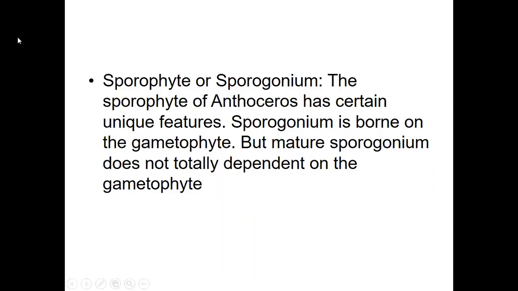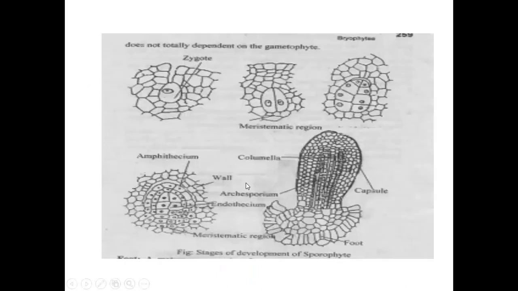And this zygote is developed at 2N. This is followed by the formation of the sporophyte. So how is that forming? This is the zygote you can see here, which is developed within the thallus. Now this zygote will undergo many divisions and morphological changes, resulting in the formation of the sporophyte.